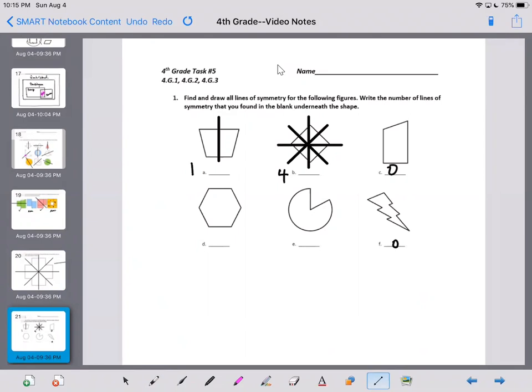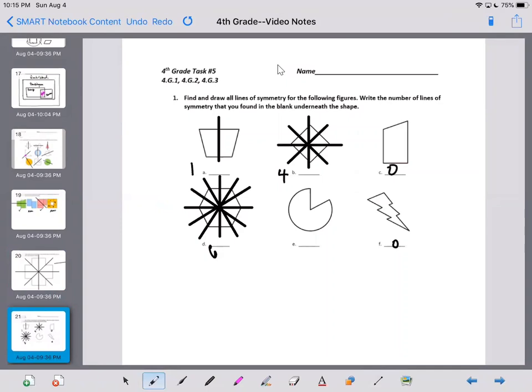And so part D, think about part B and how many sides it has. It had 4 sides. Well, this one has 6 sides. So here's 1 line, 2 lines, 3 lines, 4, 5, and 6. So this has 6 lines of symmetry.